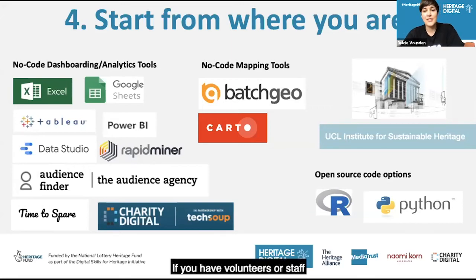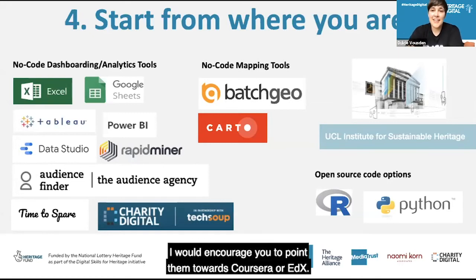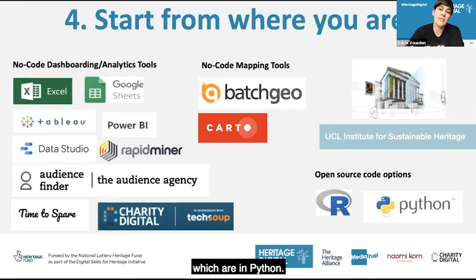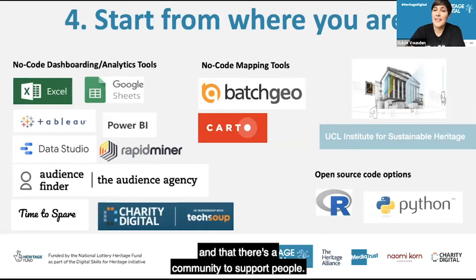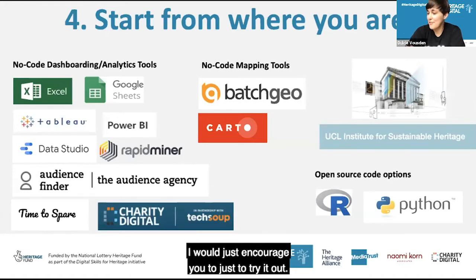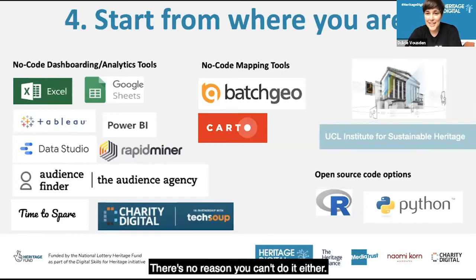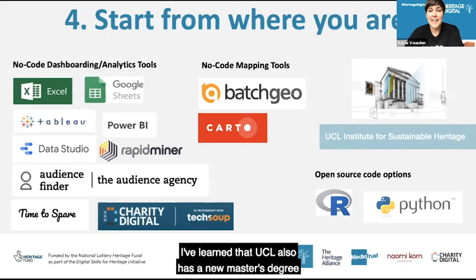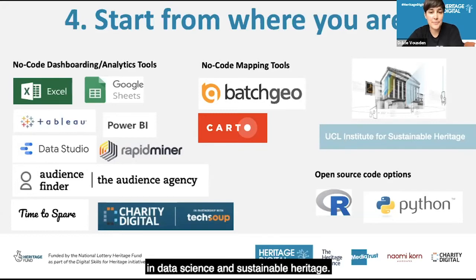If you have volunteers or staff who are keen to upskill, I would encourage you to point them towards Coursera or edX. There's two popular open source code options, which are R and Python. Open source means that it's free and that there's a community to support people. And I would just encourage you to try it out. A lot of folks who are professional data scientists were self-taught. There's no reason you can't do it either. And if you're very keen, I've learned that UCL also has a new master's degree in data science and sustainable heritage.